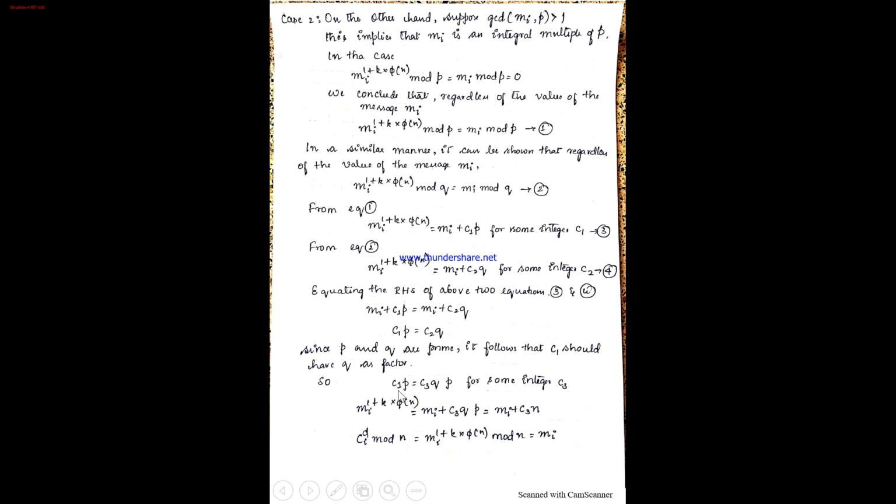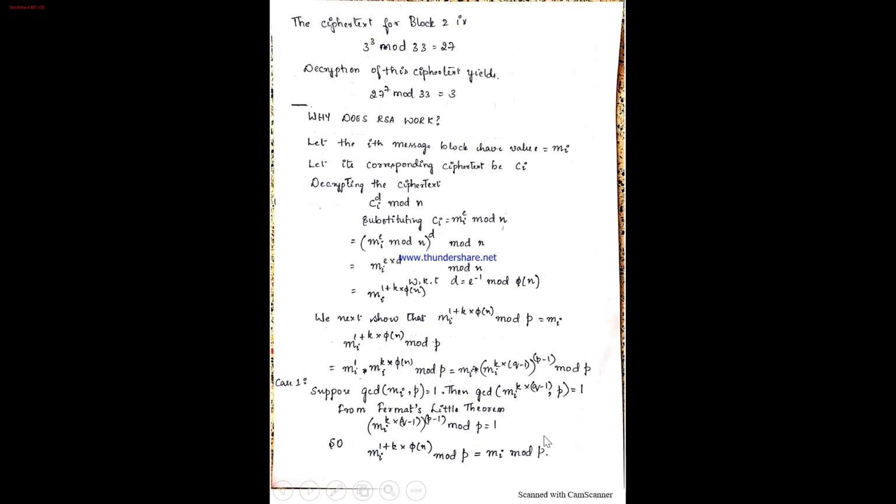That is obvious. If you remember, we take prime factors, isn't it? So there comes c3q into p. So substituting for c1p in equation 3, I'll get this value, and thereby I'll get my message back.